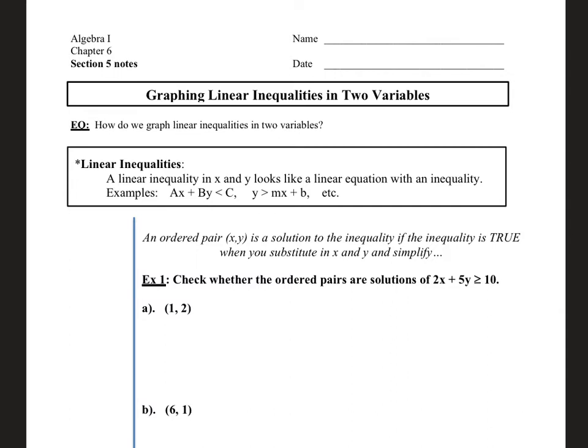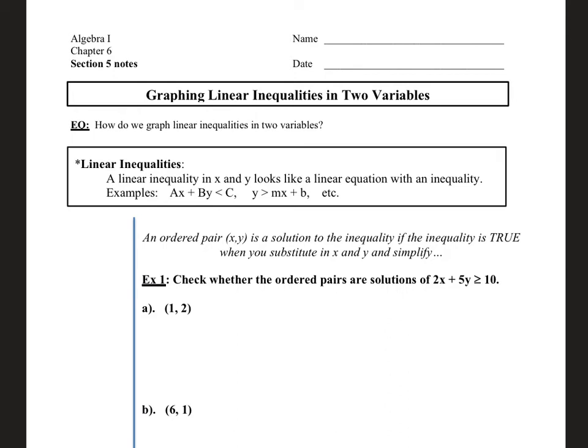We're continuing with Chapter 7, even though we're doing 6.5 today. This is because we're going to be introducing a concept in 7.6 that's going to be important to know how to do 6.5. So we moved this to in front of 7.6, at least for this year. The name of this lesson is Graphing Linear Inequalities in Two Variables. Our essential question is, how do we graph linear inequalities in two variables?